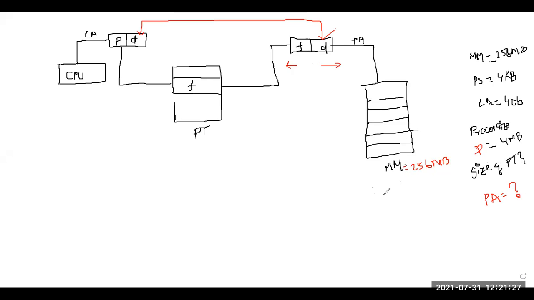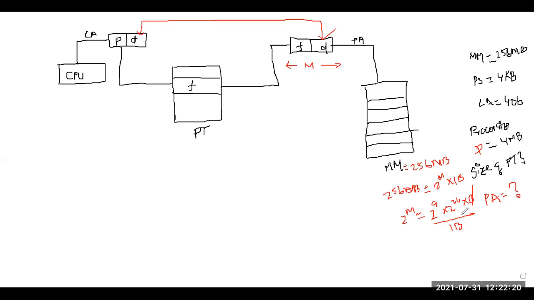Now if it is byte addressable, then 256 MB is equal to, suppose m bits are used. It will be equal to 2 to the power of m into 1 byte. Now I can write 256 as 2 to the power of 8, and MB as 2 to the power of 20, into 1 byte.